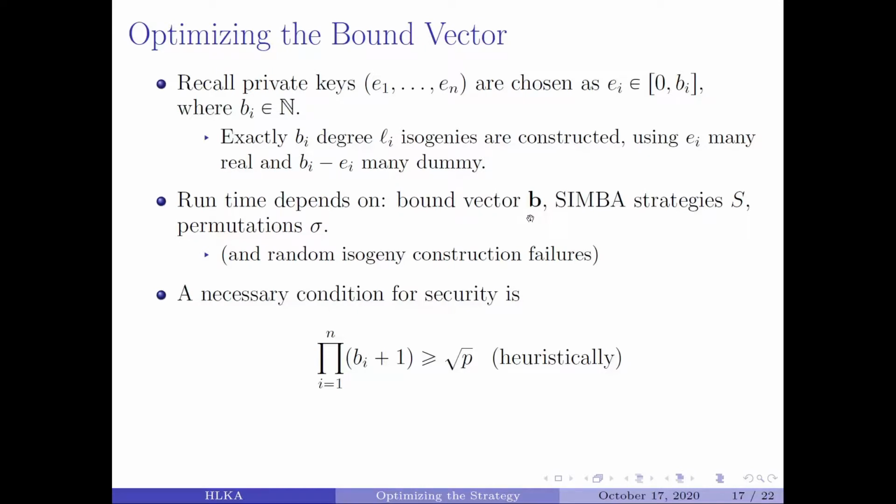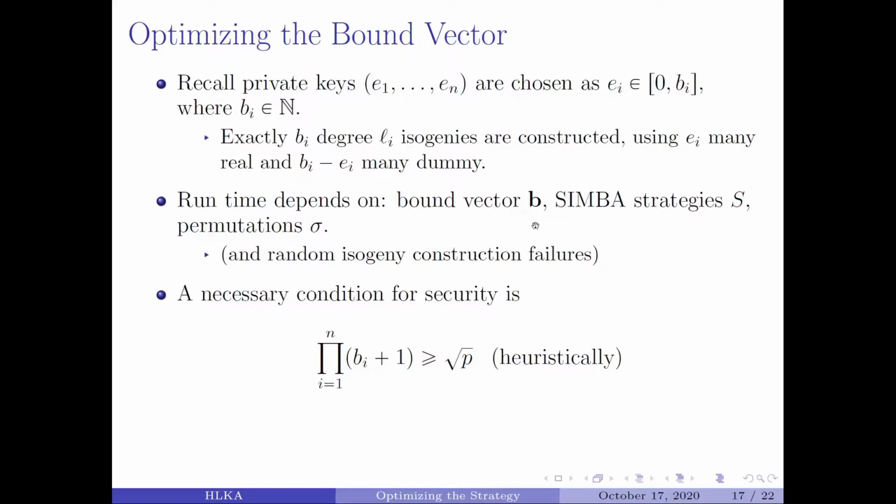So we want to optimize this bound vector, but we have to be a little bit careful because changing the bound vector affects the security. Heuristically it's been shown that in order to ensure security, what we need is this inequality here: the product of the (b_i + 1) has to be at least the square root of p.